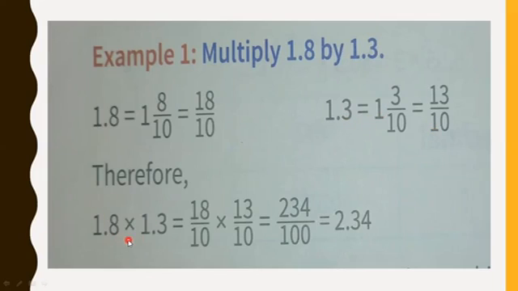So now 1.8 into 1.3. How will we multiply? We write 18 by 10 into 13 by 10. Now you can multiply the numerators and multiply the denominators. 18 into 13 gives 234, and 10 into 10 gives 100. So 234 by 100, when you divide, gives 2.34. So 1.8 into 1.3 gives 2.34. In this way we will multiply.